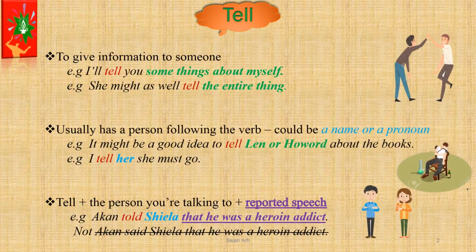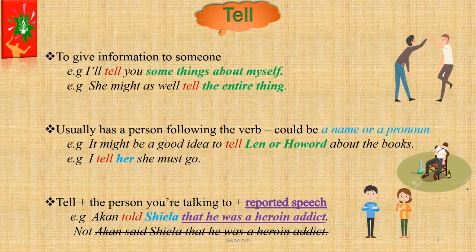Okay, let's start with how to use tell. Tell means to give facts and information to a person. For example, I'll tell you some things about myself. She might as well tell the entire thing. In the second example sentence, we use the modal expression might as well. When we want to describe that we should do something because there is no better alternative or there is no reason not to do it, we use might as well.